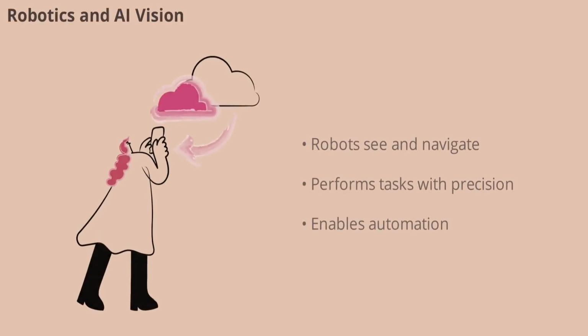Robots use AI vision to navigate, interact with objects, and perform tasks. CNNs help robots recognize their surroundings, avoid obstacles, and manipulate items with precision. This technology is essential for automation in factories, warehouses, and even homes, making robots more capable and adaptable.